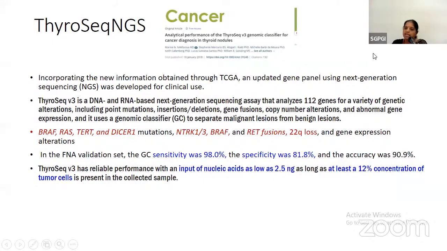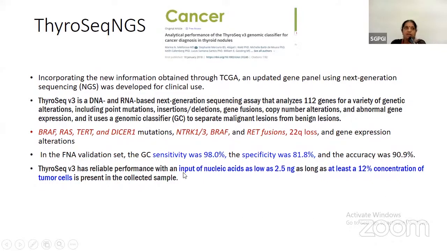So one is ThyroSeq NGS. Basically, incorporating the new information obtained through TCGA, The Cancer Genome Atlas, the NGS for thyroid nodules was devised. It uses both DNA and RNA based next generation sequencing, 112 genes, looks for everything: point mutations, indels, gene fusions, and all that. So these are the genes: BRAF, RAS, TERT, DICER1, NTRK1, 3, RET fusions, excellent. And in the FNA validation set, the sensitivity was 98%, specificity 81% with a very high accuracy.